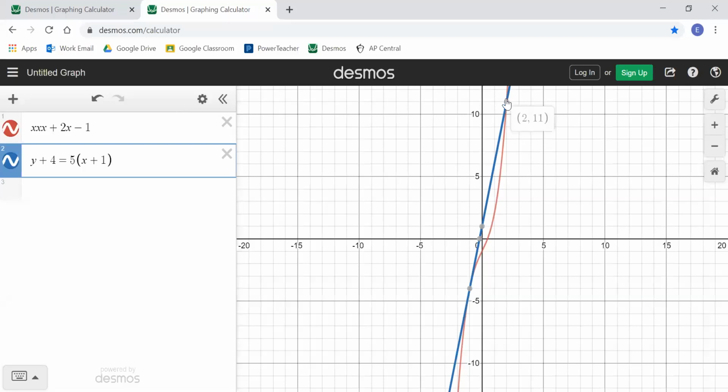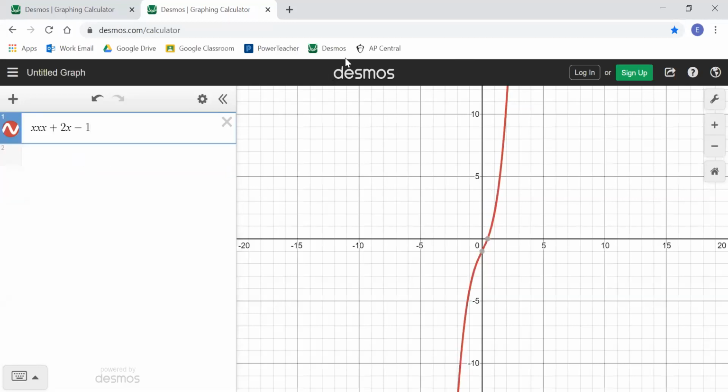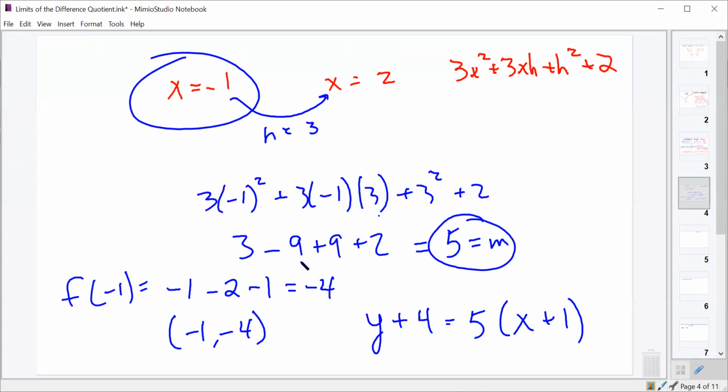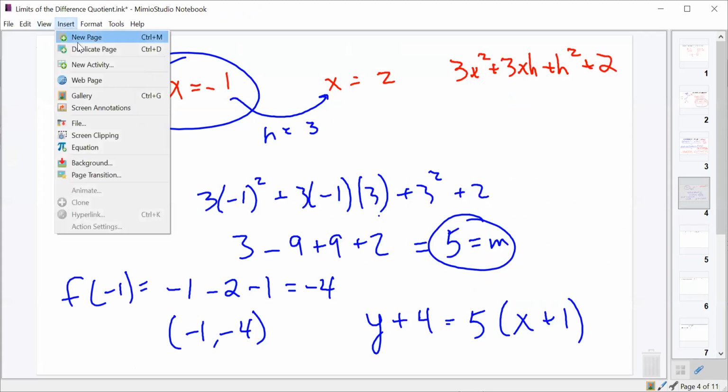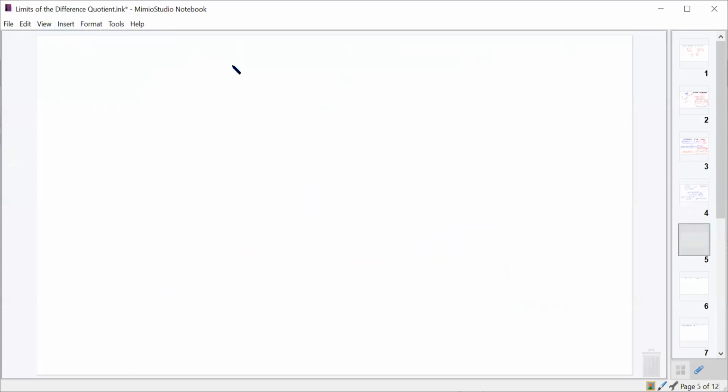And we'll see that they intersect at (2, 11) and they intersect at (-1, -4). And that line sure does have a slope of 5. You guys agree or no? Yes. Cool. What if instead of wanting to go from -1 to 2, I just wanted to go from -1 to, let's say, 0? Could I still use this same formula?